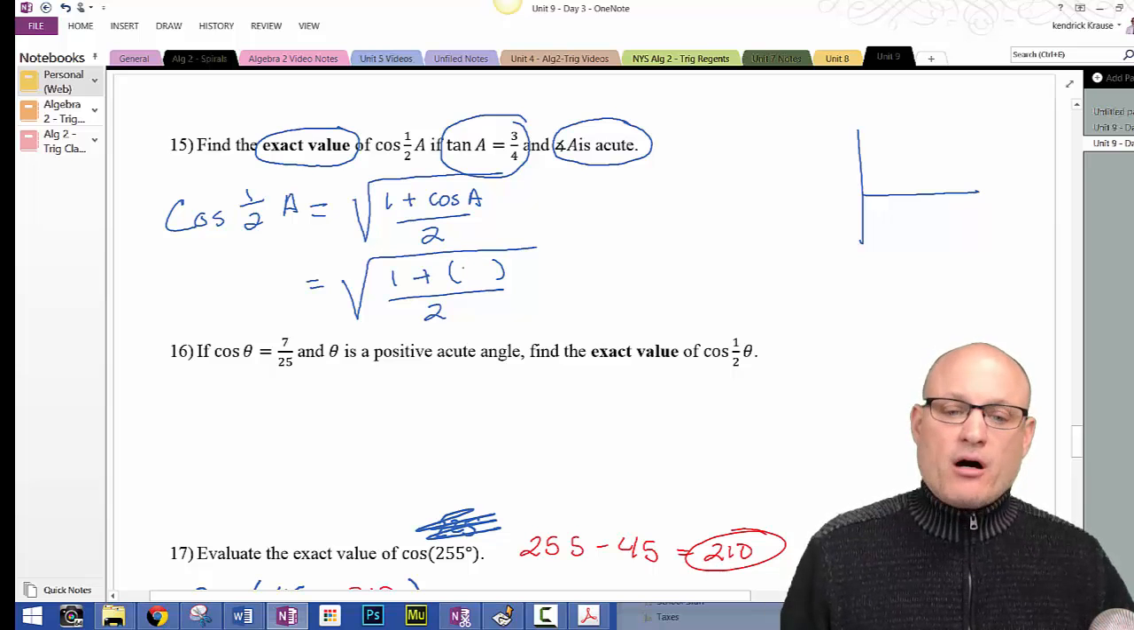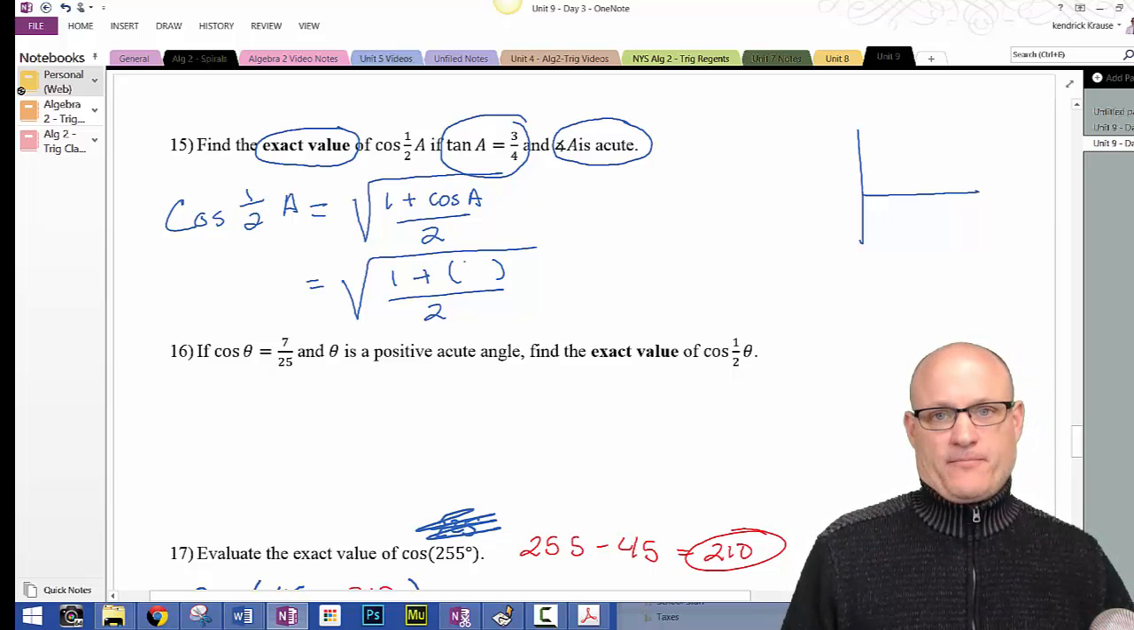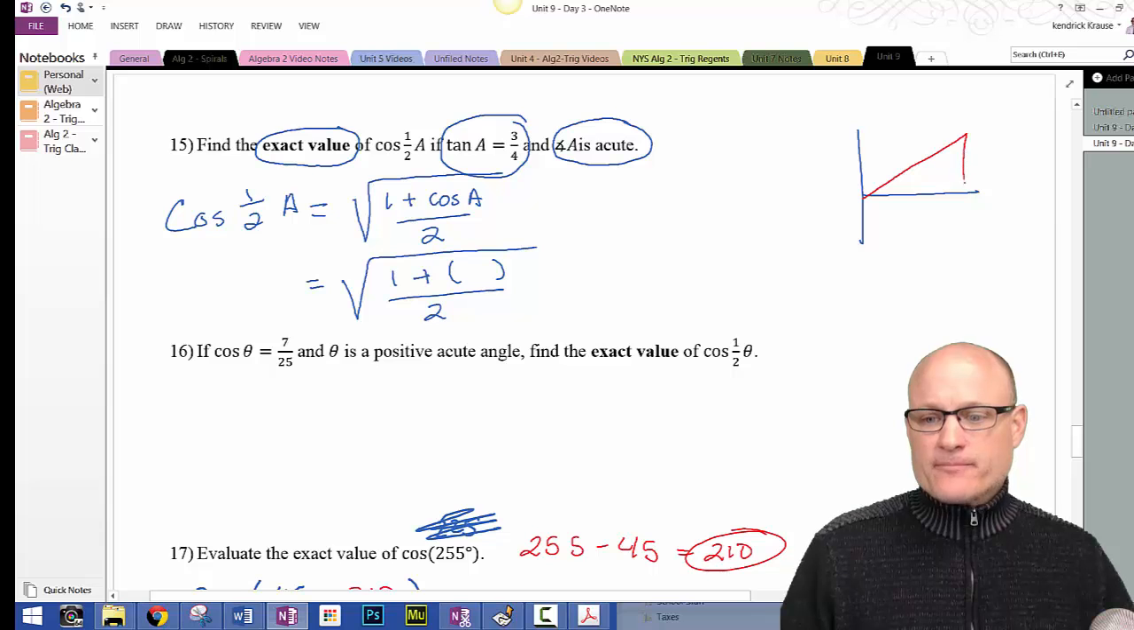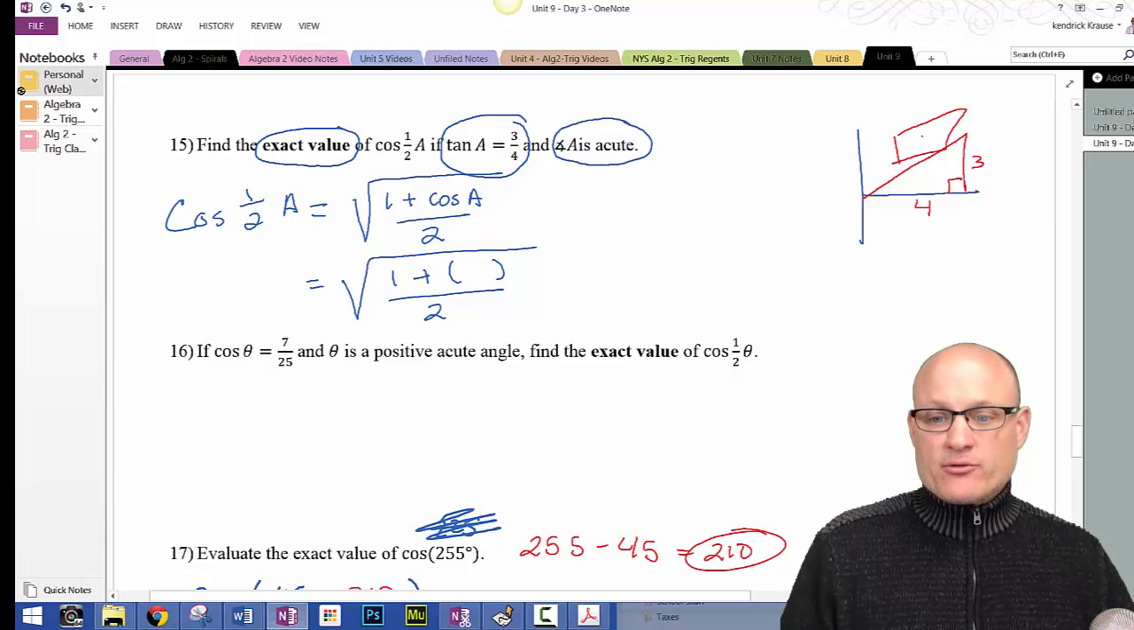I don't have cosine of A, but I can certainly get it. It's not that bad. Oh, I wrote the wrong problem. No, I didn't. I have tangent. Tangent is opposite over adjacent: 3 over 4, which means my hypotenuse is 5. That should be memorized by now. It's a 3, 4, 5 right triangle. Well, now I know cosine of A. Cosine of A is 4/5, so I just put 4/5 in. Not a problem at all.